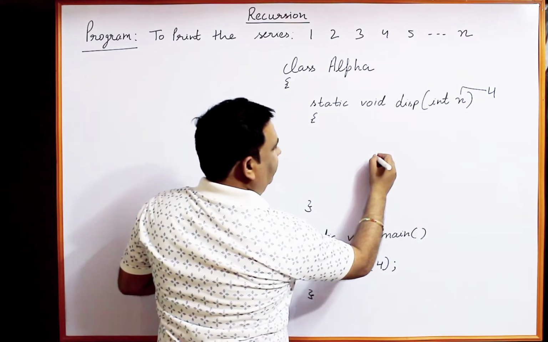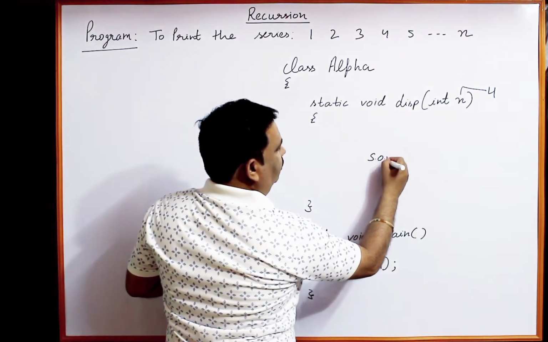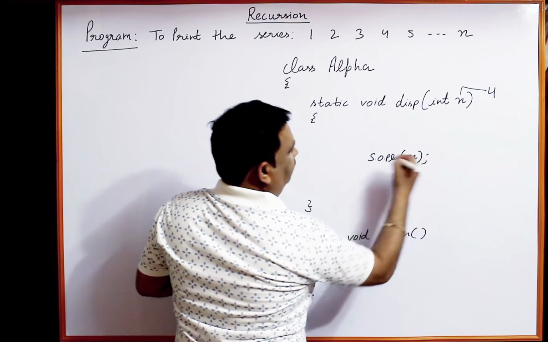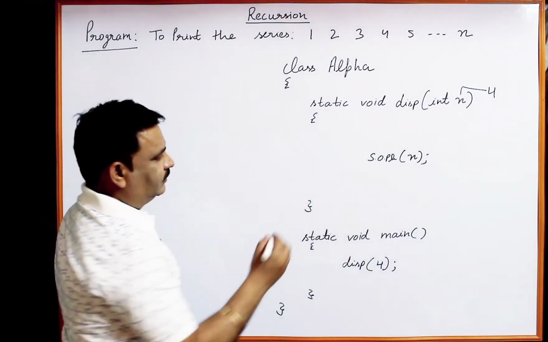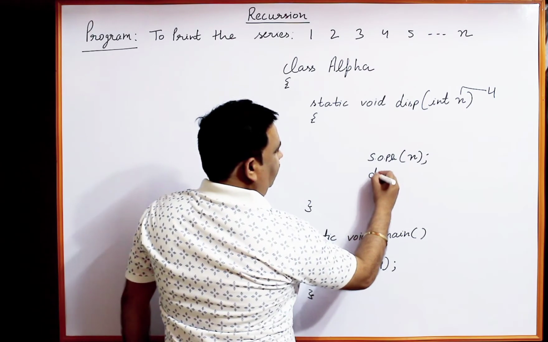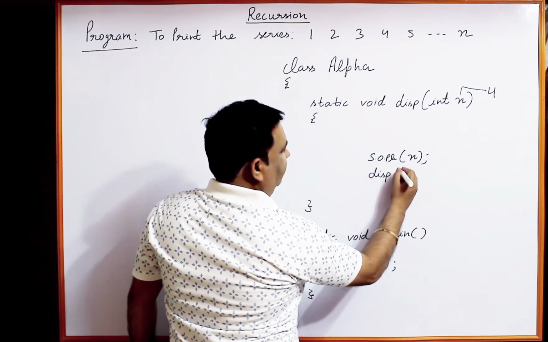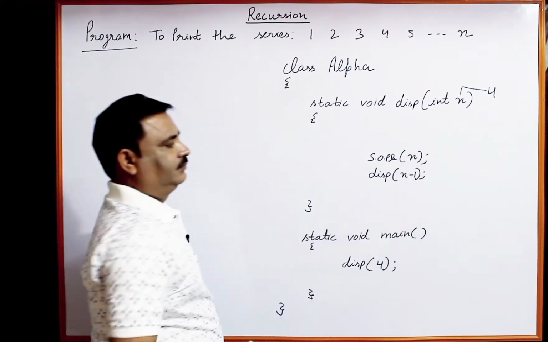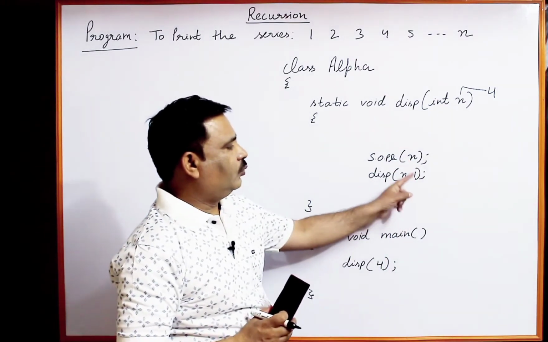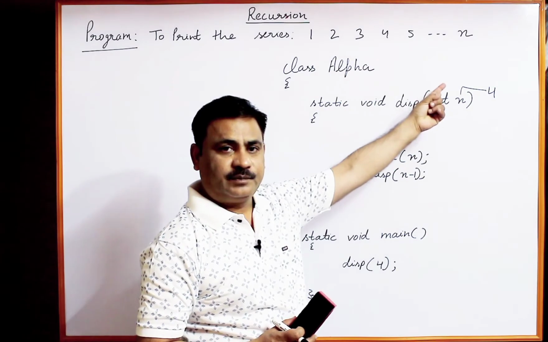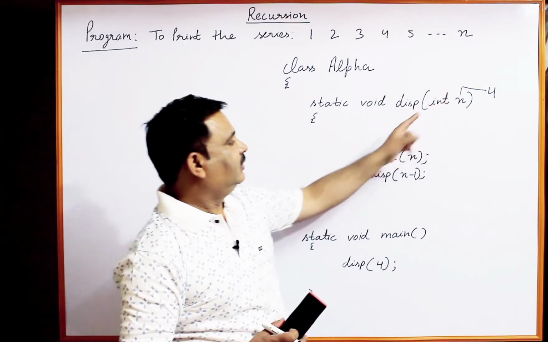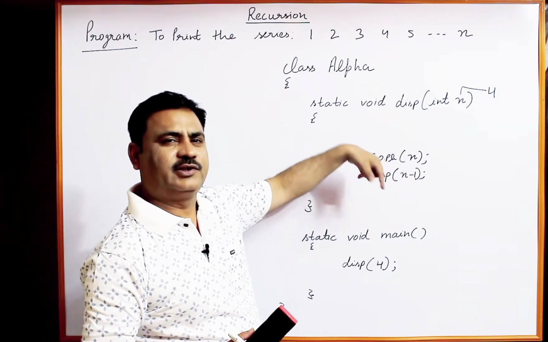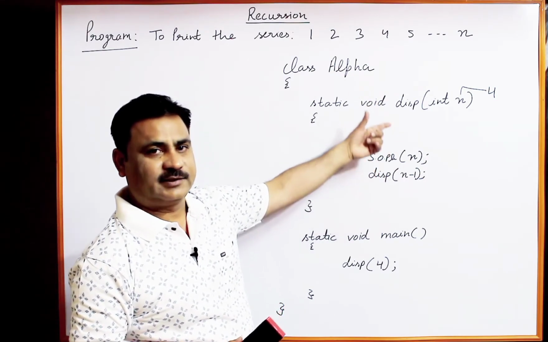and here I am writing System.out.println(n). So 4 will be printed. Now I am calling the same function disp with n minus 1. So 4 minus 1, 3. The second time it will be called with 3. 3 will be printed and so on. 2 will be printed, 1 will be printed, 0. It will become infinite recursion.